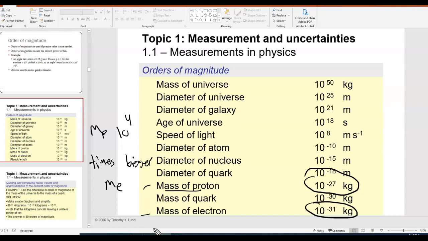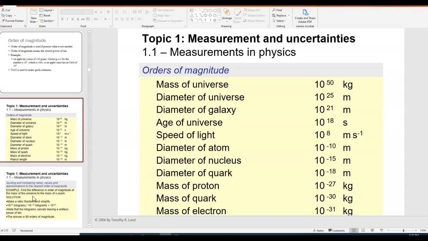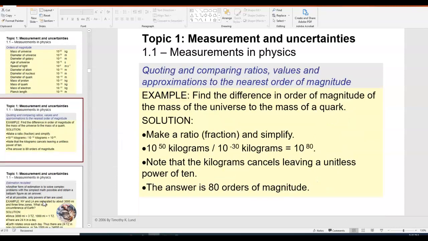Now, is that exact? No. Okay, but that's just to give you an estimate that, hey, the mass of the proton is way, way, way more than the mass of the electron. Okay, so again, order of magnitude is just an estimation tool. Okay, so pause it there if you want to look at that some more. We can do some simple examples. This example just says find the difference in order of magnitude of the mass of the universe to the mass of a quark.